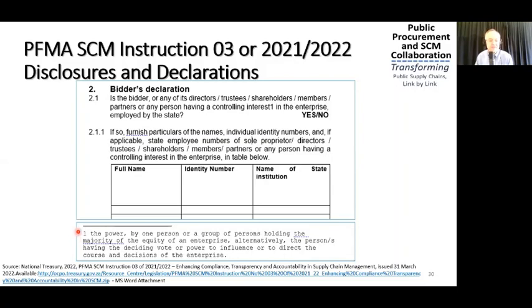Very, very interesting. So this is included then in the SBD4, that they need to state this and give a yes or no. And if no, then they need to include the full names and identity number and the name of the state institution that this refers to. So there's a requirement then by the bidders to complete this.